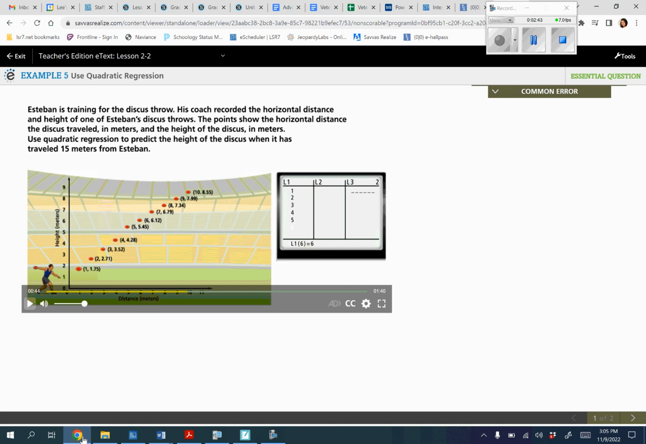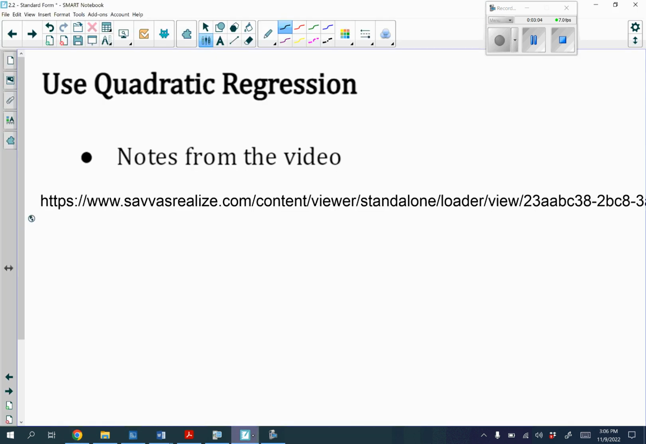So that's what we're going to do. I'm going to show you how to do this because it really doesn't show you here. Look at all the points that we have. I'm going to do a horizontal table with all of these values. We have our X, which is the distance, and then our Y's, which is the height of the discus. So let me come here and we're going to create our table, dealing with our X's and then our Y's.